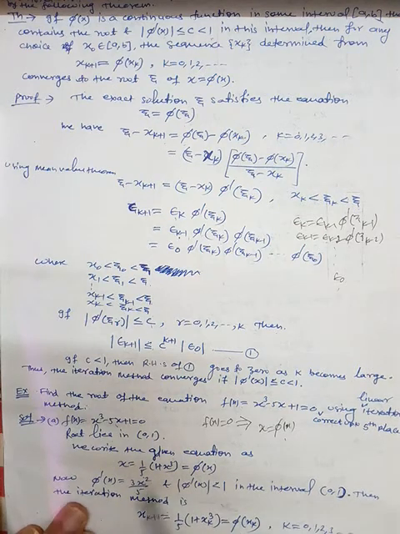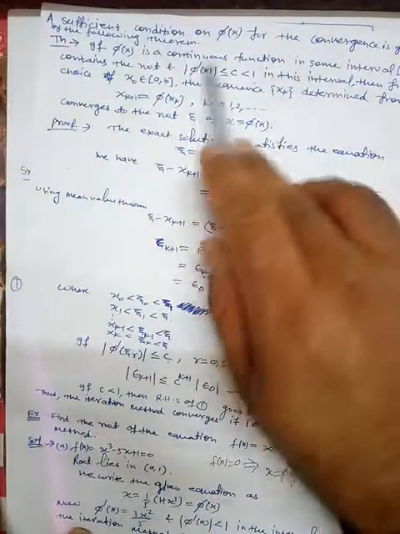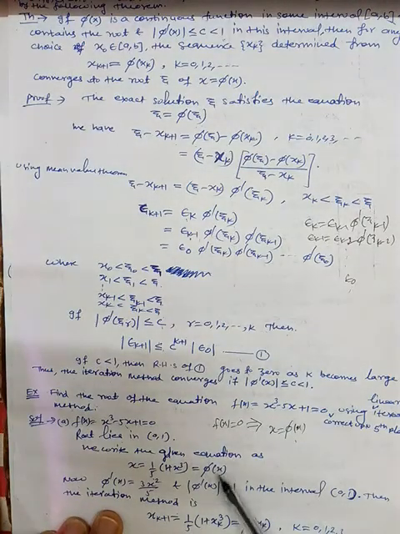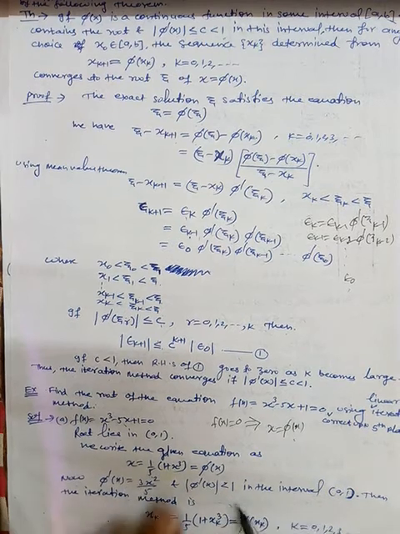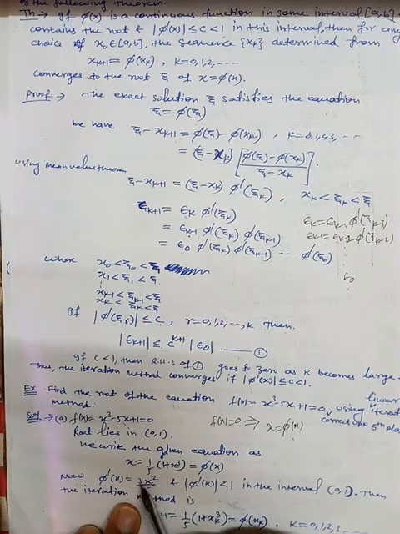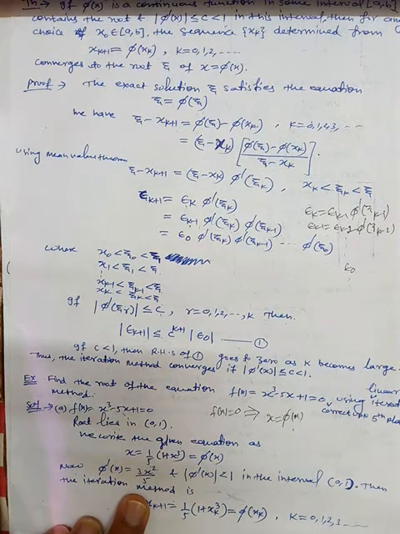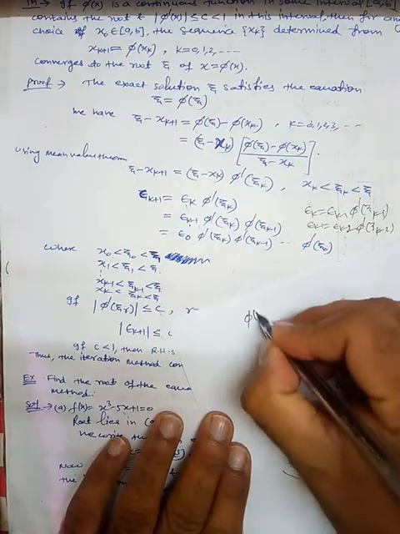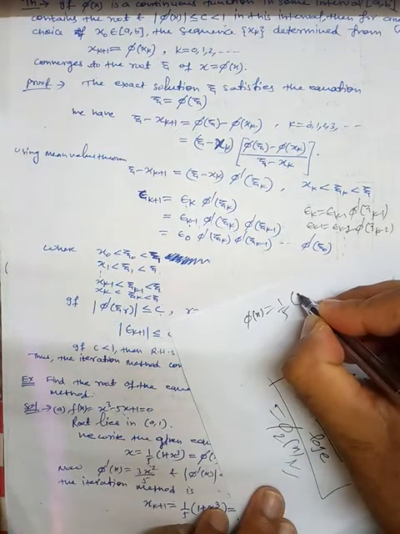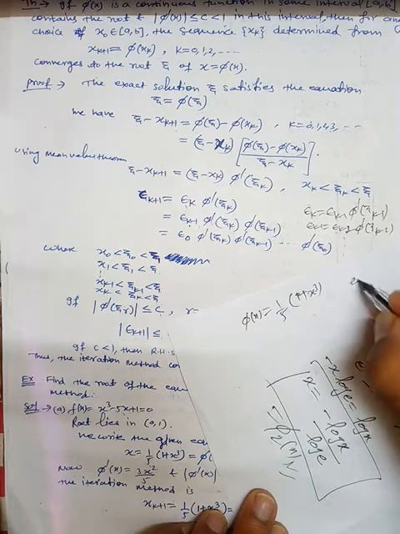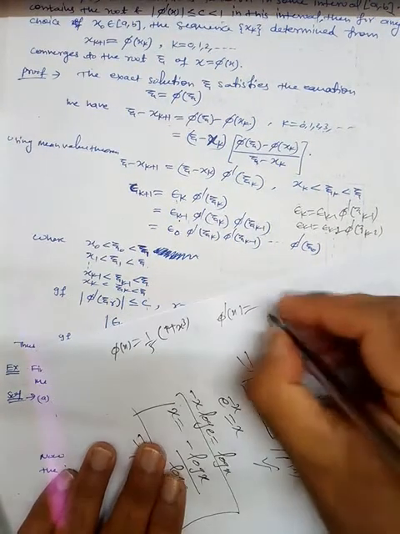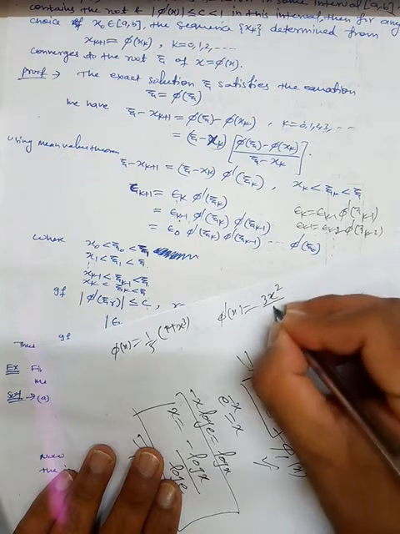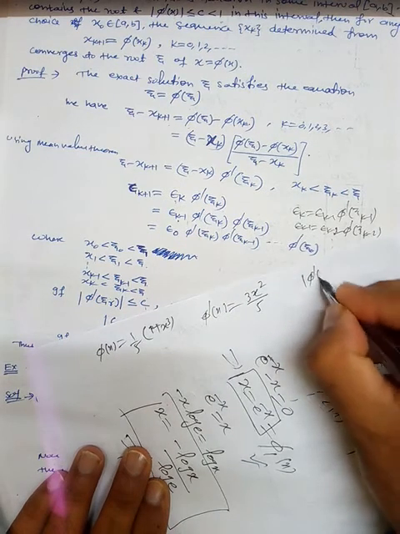Now you just examine the condition with the help of this theorem. So what is the derivative? What is phi of x? Phi of x is 1 plus x cube by 5. Just differentiate this, so the derivative is 3x square by 5. Find the magnitude. The magnitude is obviously less than 1. Why? Because we have phi of x equal to 1 by 5, 1 plus x cube. Differentiating this, we get 3x square by 5.